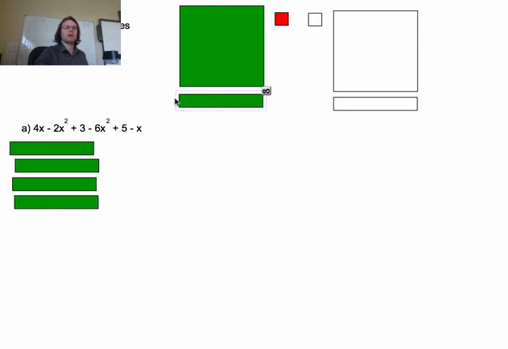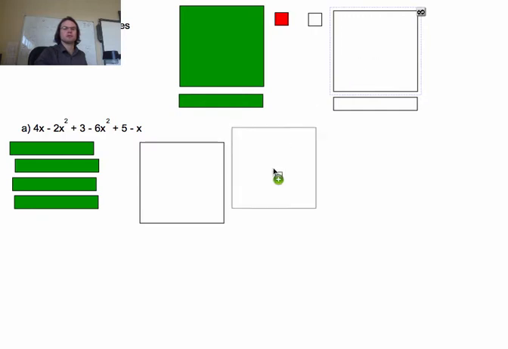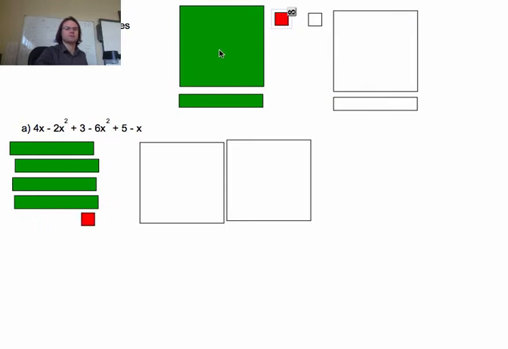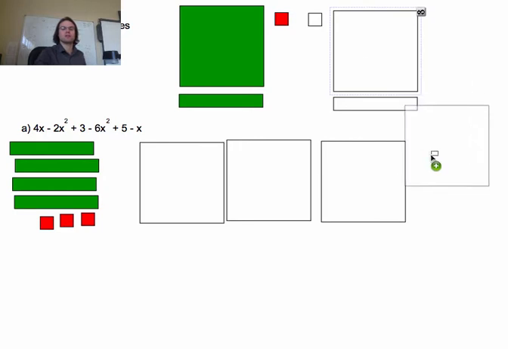Okay? Then I want to take away 2x squared. So I have 1, 2, okay? And then we plus 3. So I want to add 3: 1, 2, 3. I'm just going to move these over. Black. And then it says to take away 6x squared. So I have to take away another 6x squared. So these are negatives. Remember, clear negatives.